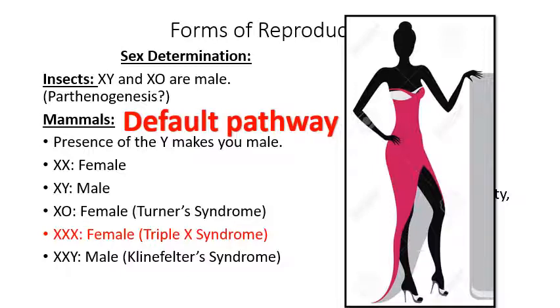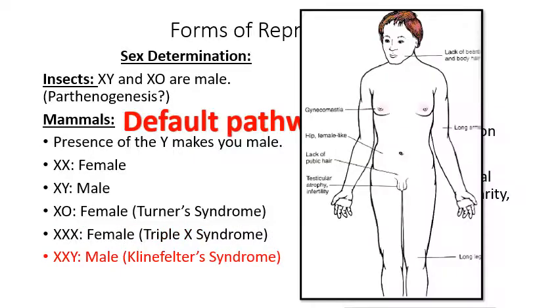Because there are no obvious symptoms, there are a lot of women walking around in the world who probably have three X's and don't know it. It's just called triple X syndrome, but it has no unusual effects on the physique or the phenotype.